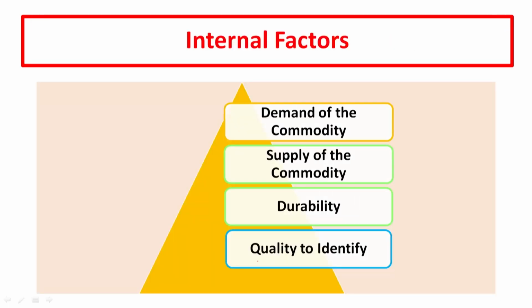Moving further, now we'll be discussing those factors which are internal in nature, internal factors. There are other factors also, but these are four basic factors which we are going to discuss in the presentation. The first being demand of the commodity, the second being supply of the commodity, durability of the commodity, and quality to identify. So one by one we'll be taking all these 4 points.